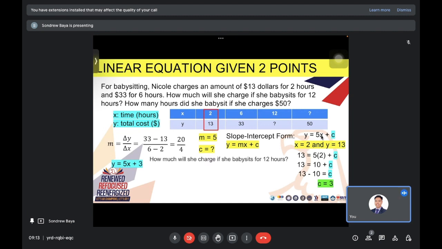How much will she charge if she babysits for 12 hours? 12 is the time. So the total cost y will just be 5 times the time 12 plus 3, which gives us $63.